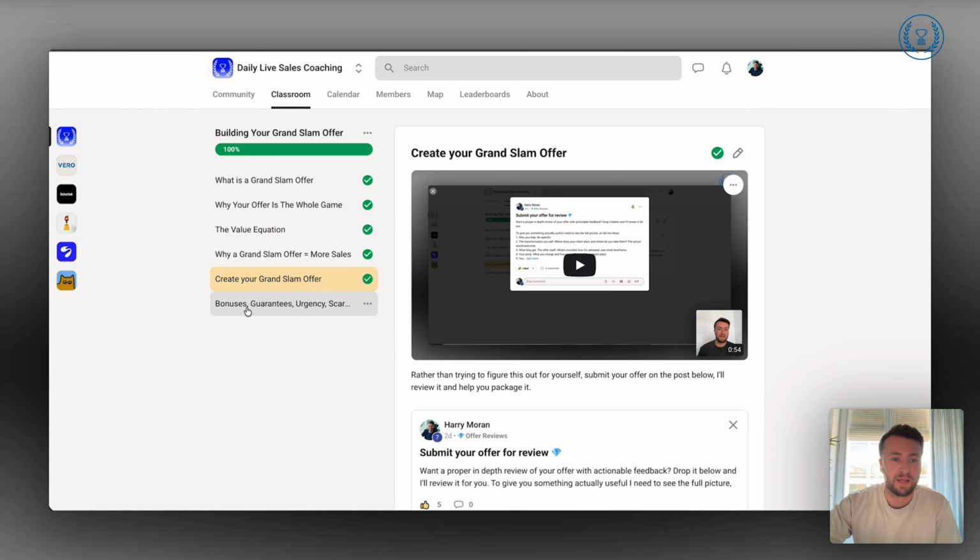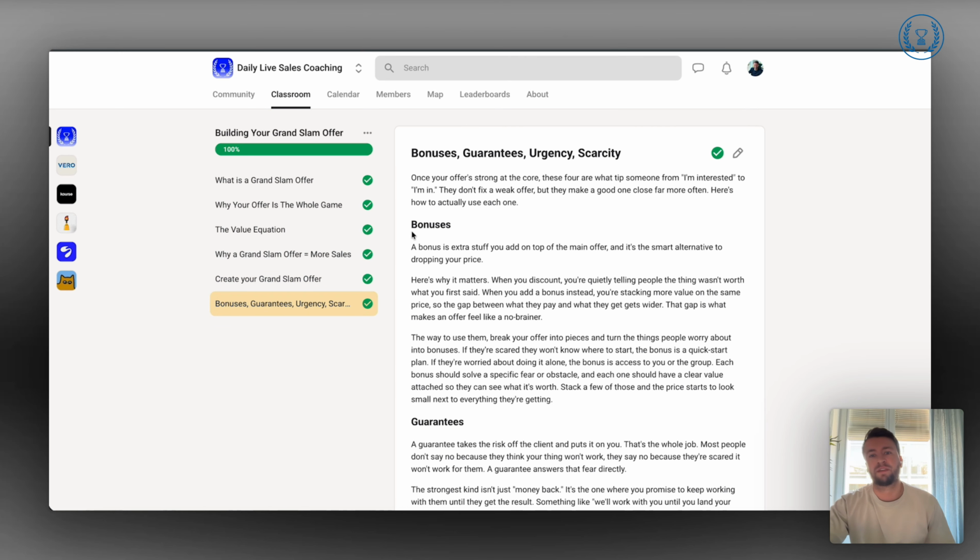And the final thing we'll look at as well is bonuses, guarantees, urgency, and scarcity. These are 4 things you can introduce to your offer to make it easier to close and get people over the line a little bit quicker, rather than having people saying they need to think about it and you never hear from them again.